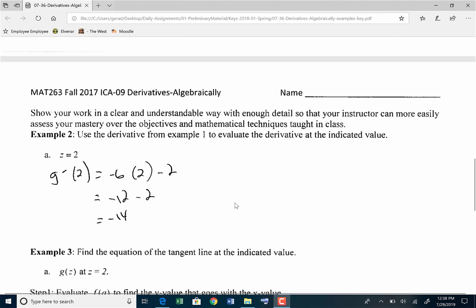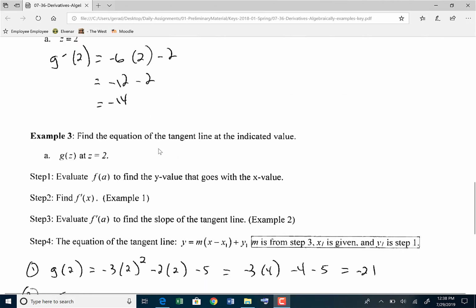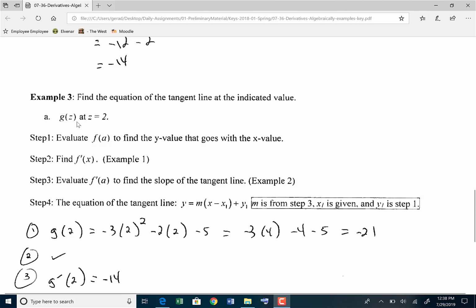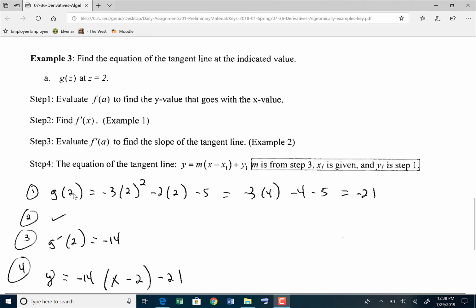Next example is just evaluating that derivative. So I just plug a 2 into that equation and do some arithmetic, get negative 14. And the last part, we're going to find the equation of the tangent line at the indicated value. So we are using z equals 2. Step 1, evaluate the original function to find the y value that goes with that x value of 2. So the original function, plug a 2 into it, we get a y value of negative 21.